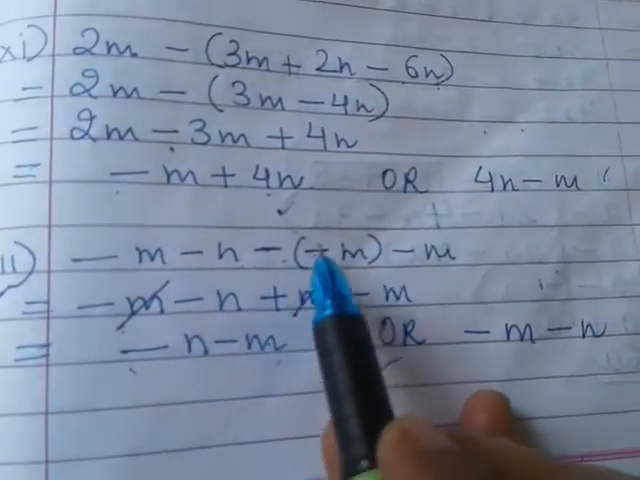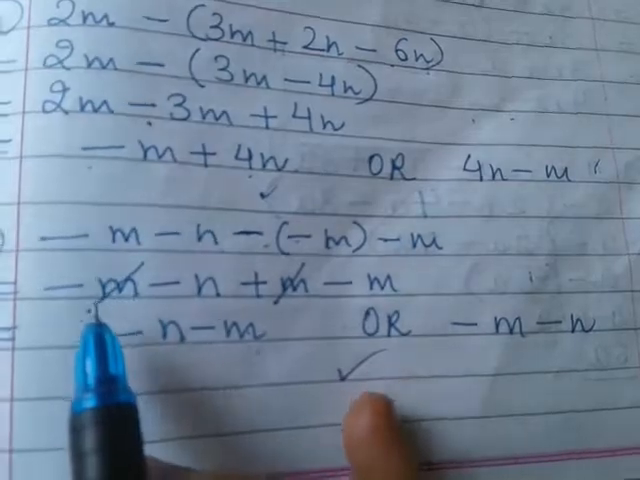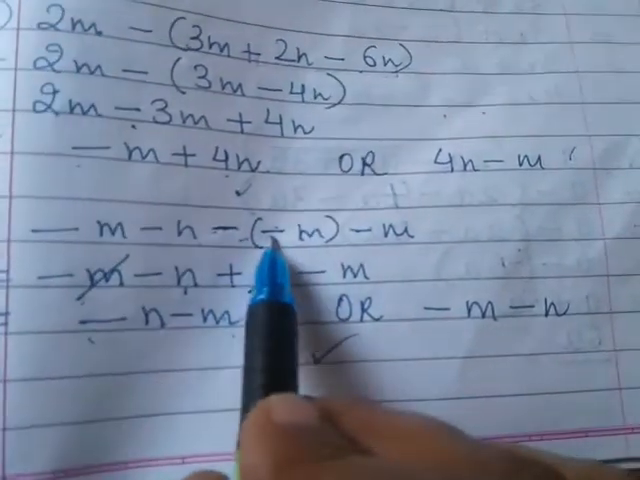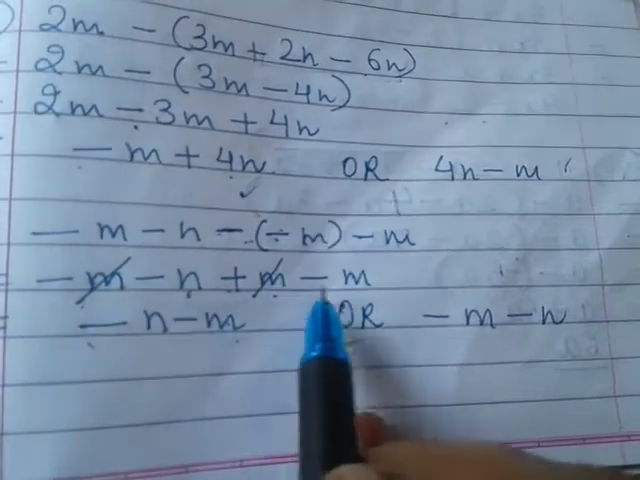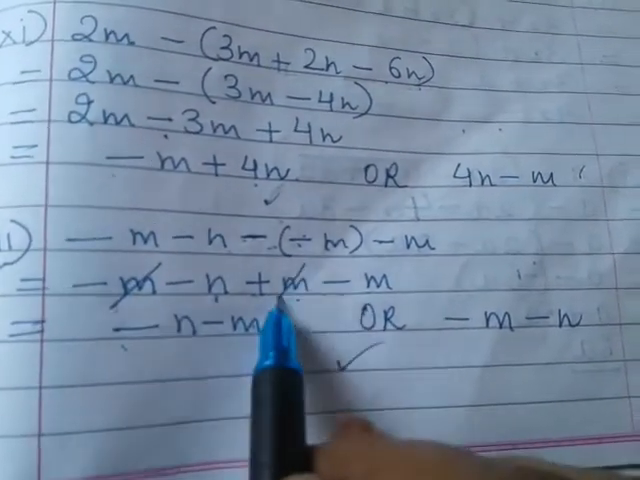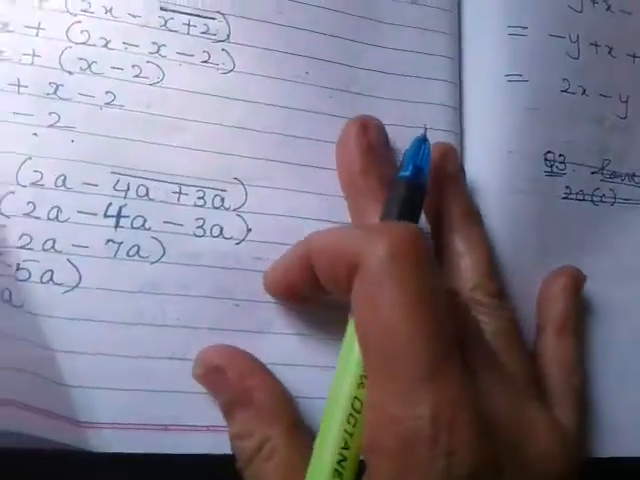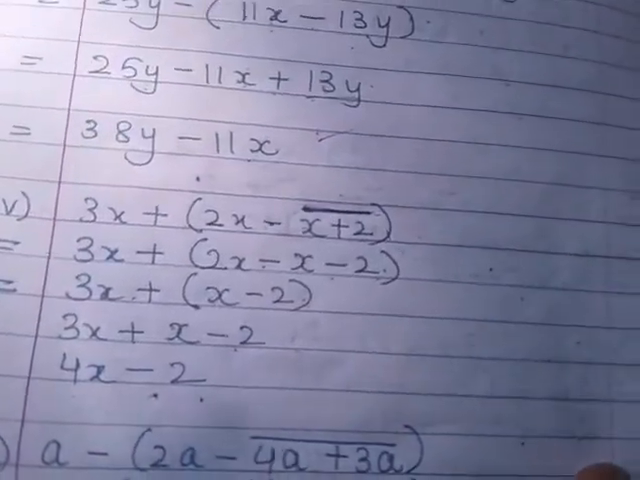Okay, now let's see this example. Minus m minus n minus, in bracket, minus m minus m. So before the bracket what is there? Minus. So the inside signs will change, so it became plus m minus m. So minus m plus m gets cancelled. So minus m minus m.